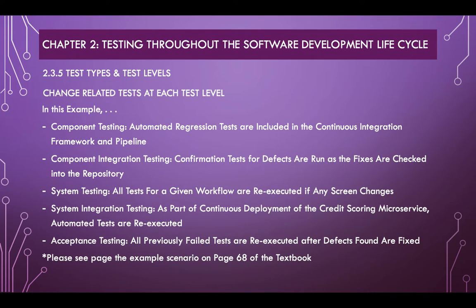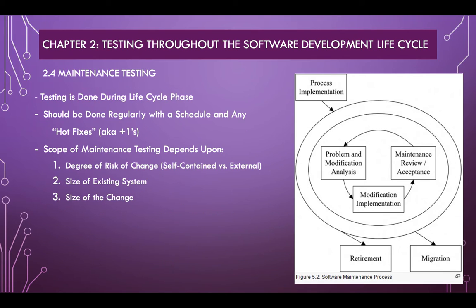And the change-related tests at each test level, in this example: the component testing is automated regression tests are included in the continuous integration framework and pipeline. Component integration testing is confirmation tests for defects are run as the fixes are checked into the repository. System tests: all tests for a given workflow are re-executed if any screen changes. System integration testing: as part of the continuous deployment of the credit scoring microservice, automated tests are re-executed. Acceptance testing: all previously failed tests are re-executed after defects found are fixed. Again, this is page 68.